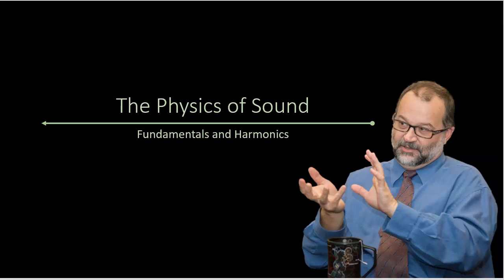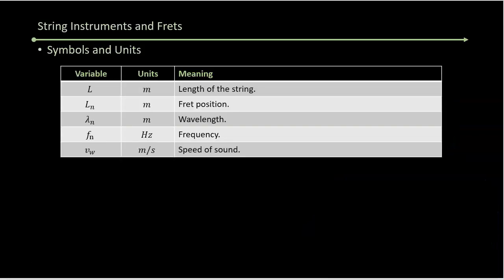Okay, here in part two, I got a little long-winded in part one there. Here in part two, we're going to talk about string instruments and frets. And so, instruments, you've got the length of the string. That doesn't change. You've got a fret position, you've got the wavelength you're after, you've got the frequency you're after, you've got the speed of sound, all of those things.